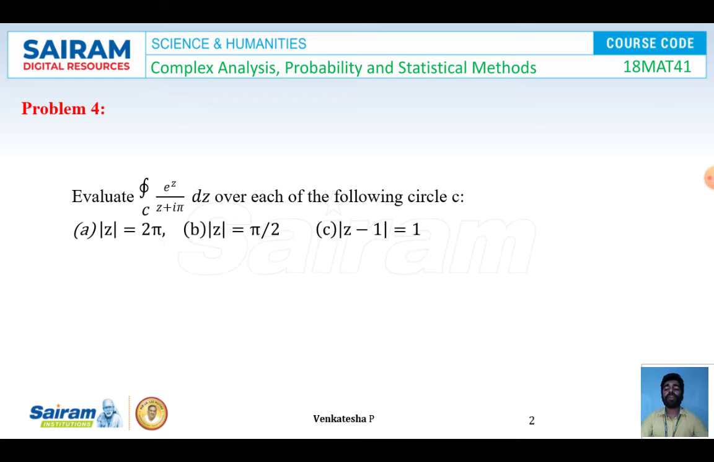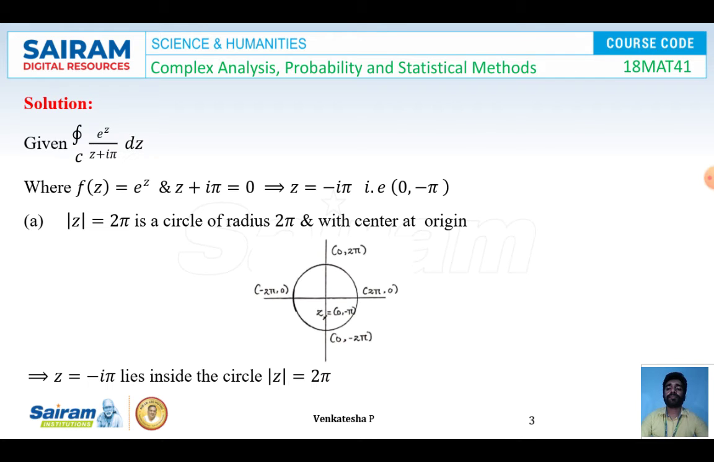Problem number 4. Evaluate the integral over the curve C of e power z by z plus i pi into dz over each of the following curves C. The first curve is mod z is equal to 2 pi. Second one is mod z is equal to pi by 2. Third one is mod of z minus 1 is equal to 1. So given the integral over C of e power z by z plus i pi into dz.